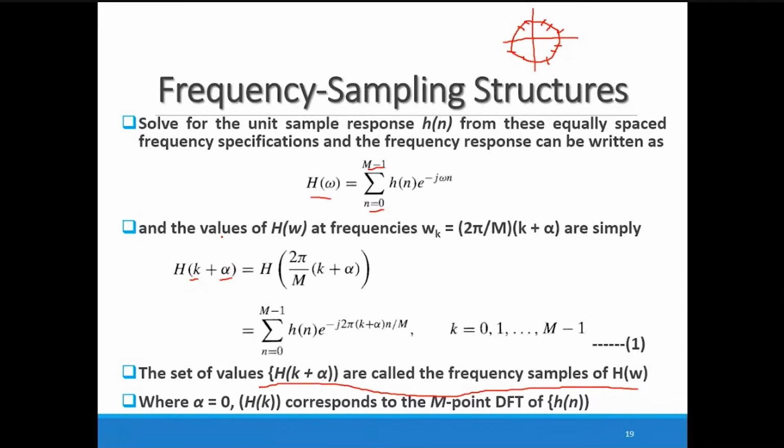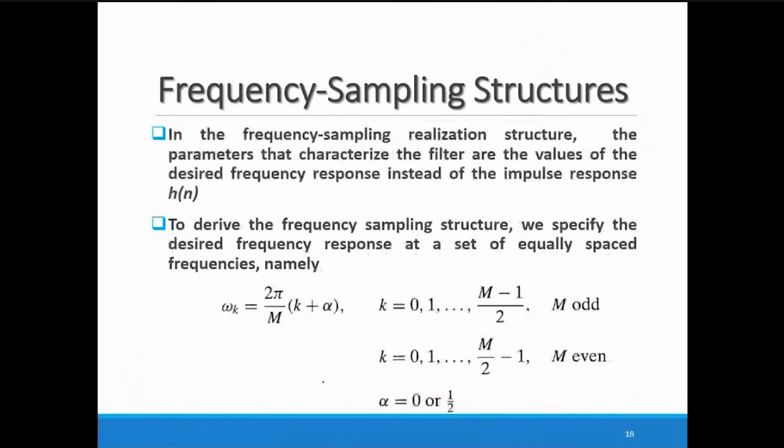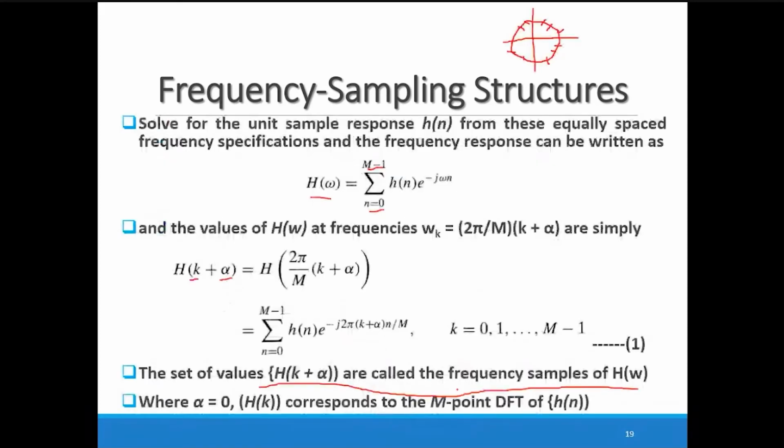Okay, H of k plus alpha part. Here earlier we have defined two new terms, that is k plus alpha. Here we are taking alpha equal to 0 or equal to 1 by 2. We will see that in the future. If your filters are symmetric or not symmetric, then we can choose either value. But at present we are showing the k plus alpha part.